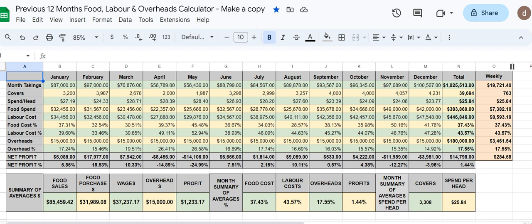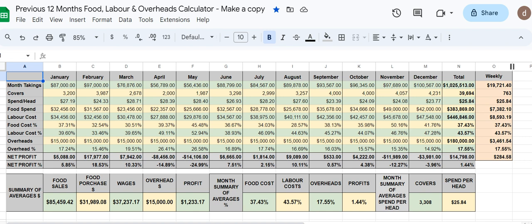So I looked back at the previous 12 months and I sat down with the owner and the bookkeeper and I got a P&L report which we went through. We took the monthly takings, food takings, and things like that, and we extracted all that data and put it into a 12-month spreadsheet. And this is what this is.